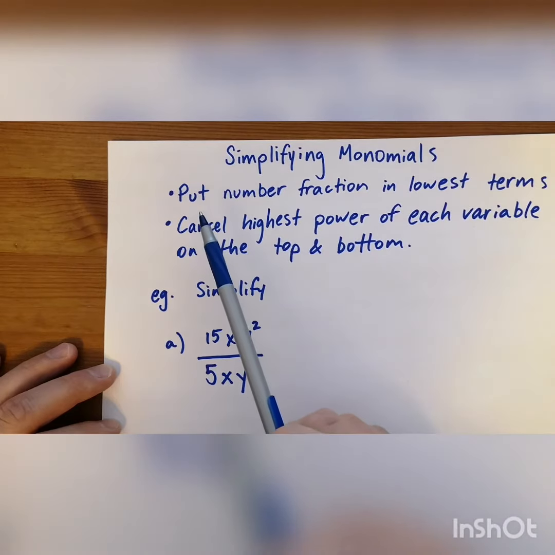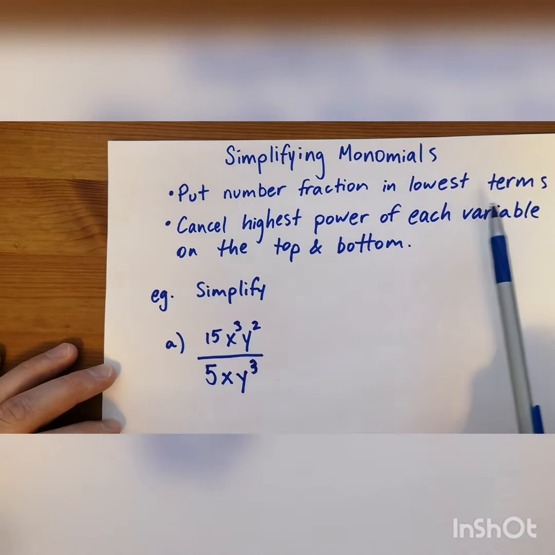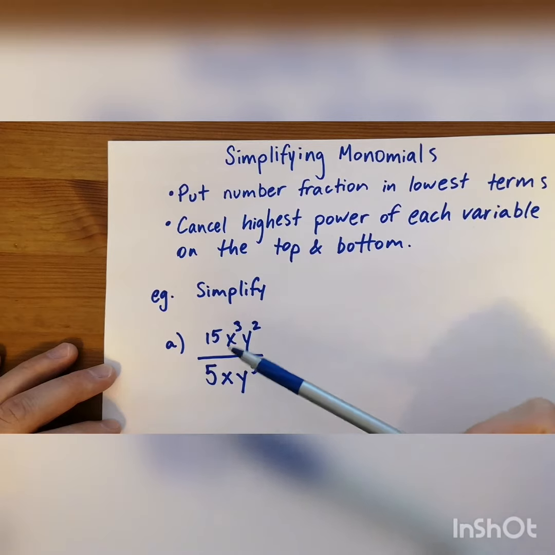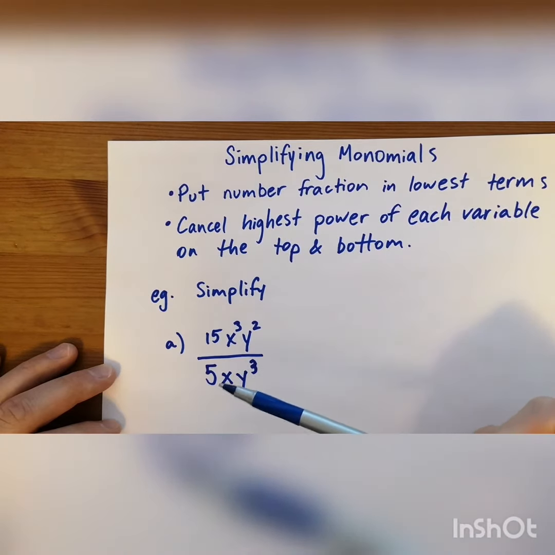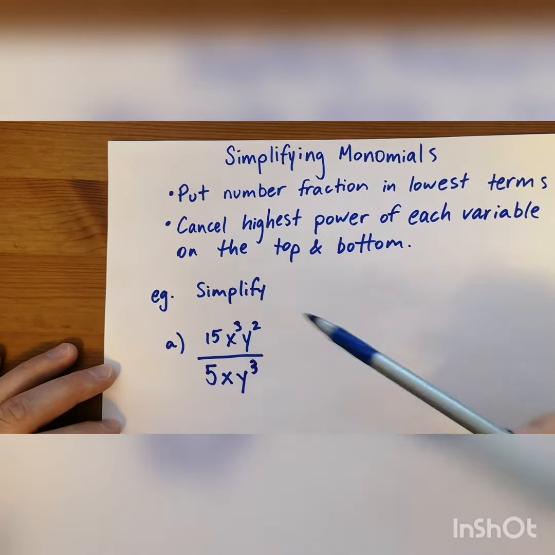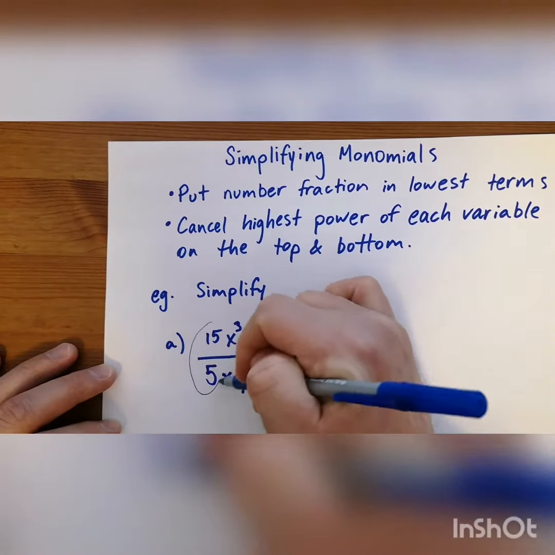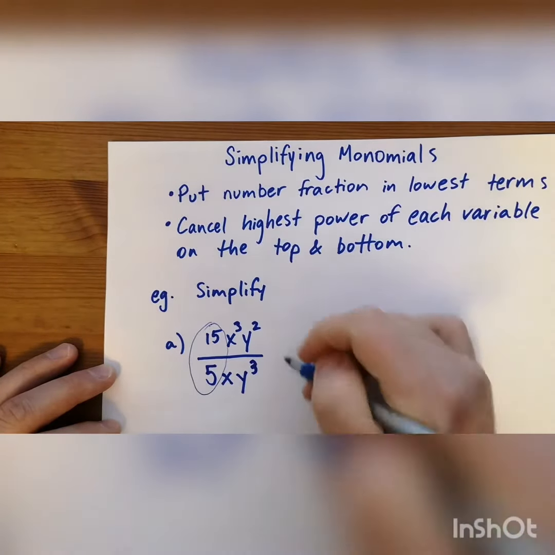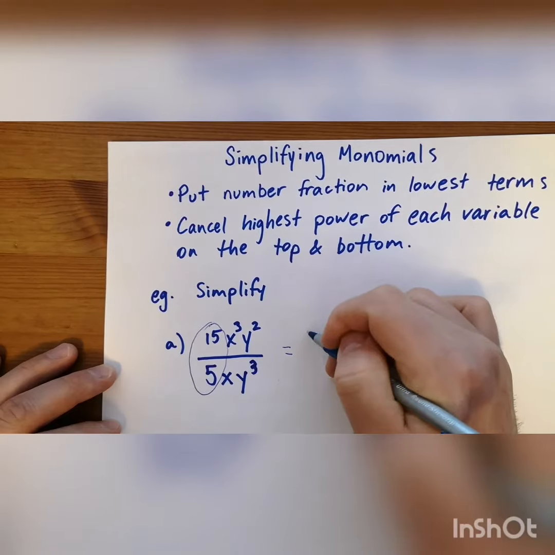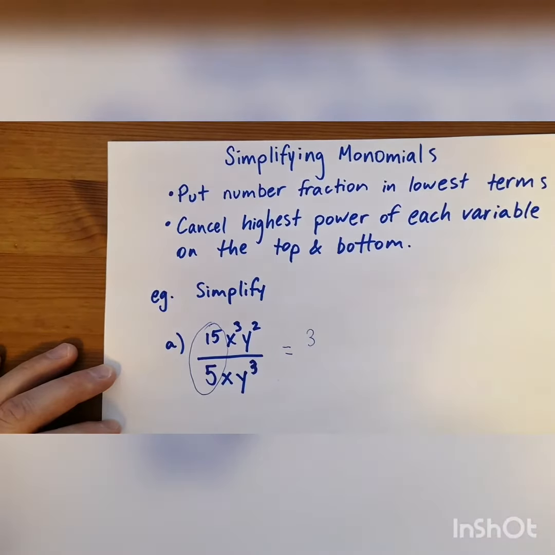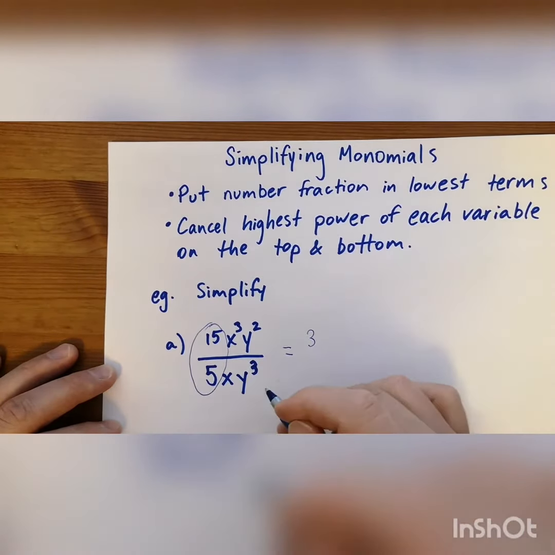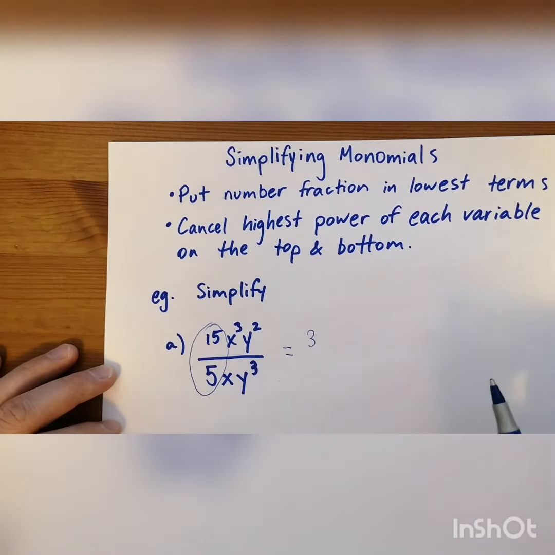In order to do this, we put the number fraction in lowest terms. So you just look at the coefficients, which are the numbers. 15 over 5, we can simplify that. That's the first thing we're going to do. 15 over 5 equals 3 over 1. You might just call that 3. If you put a 1 in the denominator, that's totally fine.